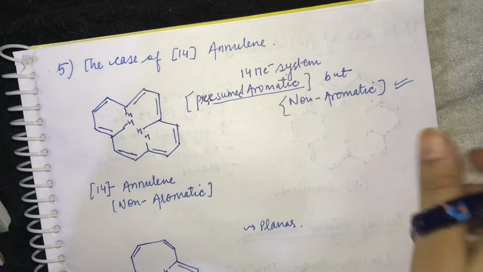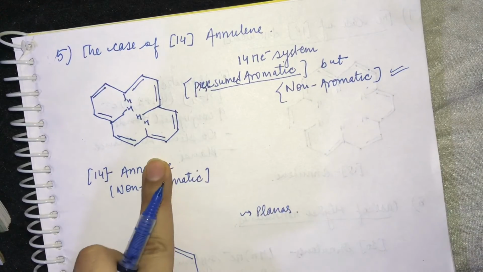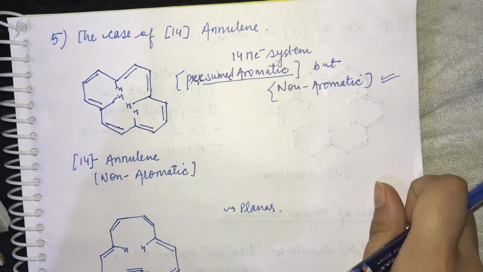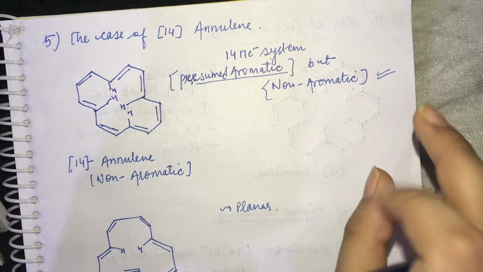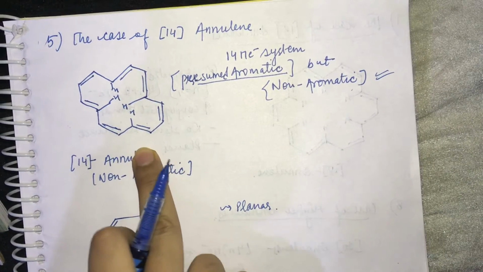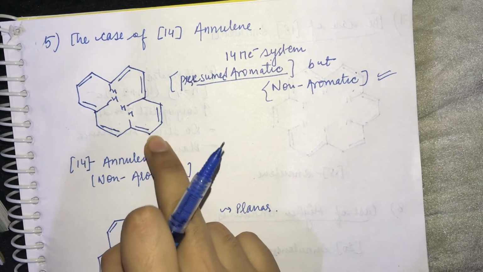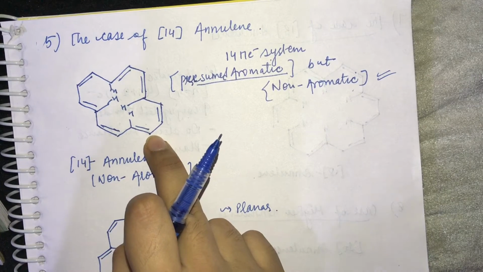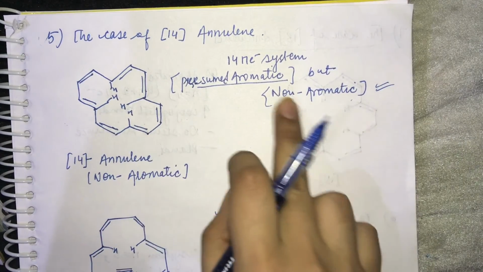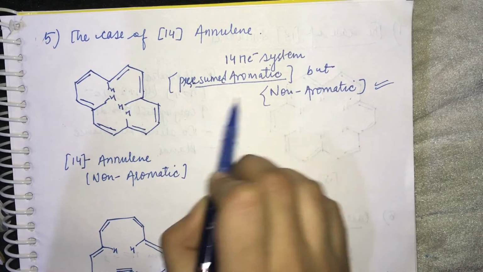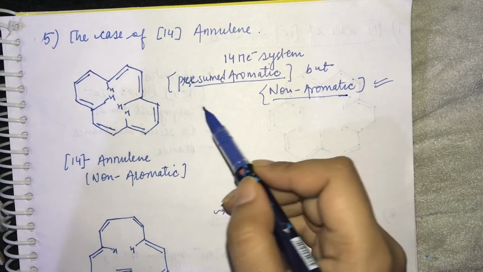Moving on, we have the case of 14 annulene. This is the structure showing 14 annulene. So it can be presumed to be an aromatic compound, because it is planar, cyclic and continuous delocalization is present. But it is non-aromatic. Let's see why.